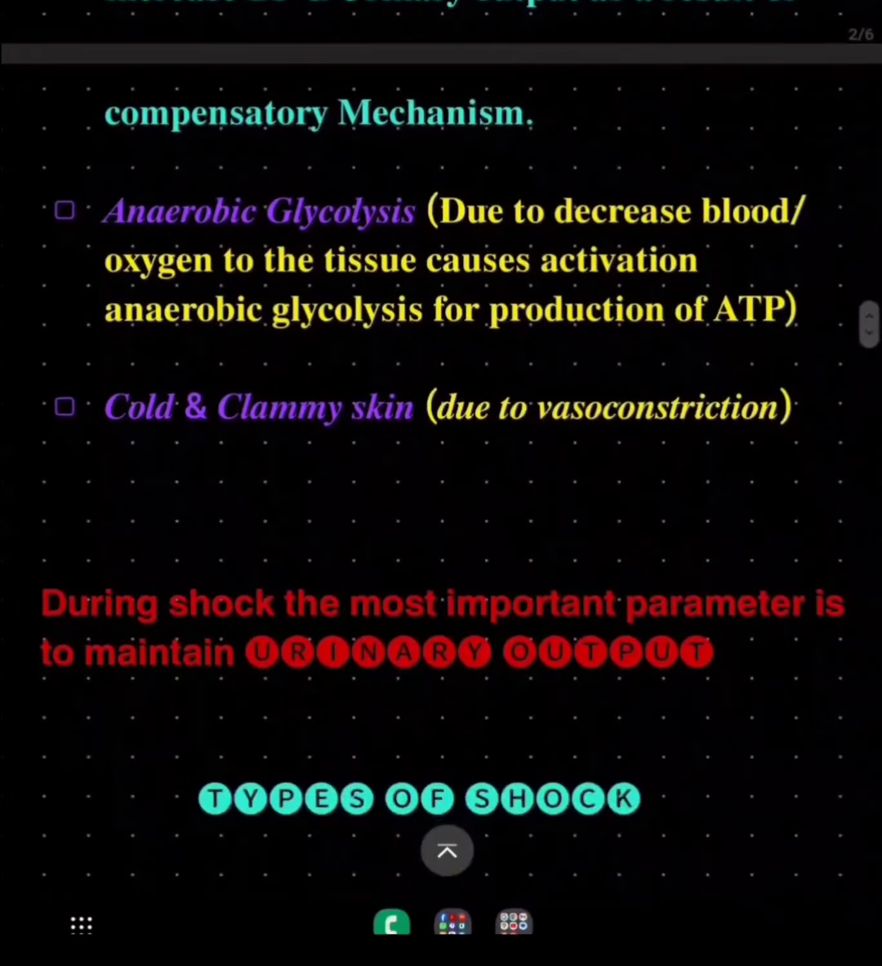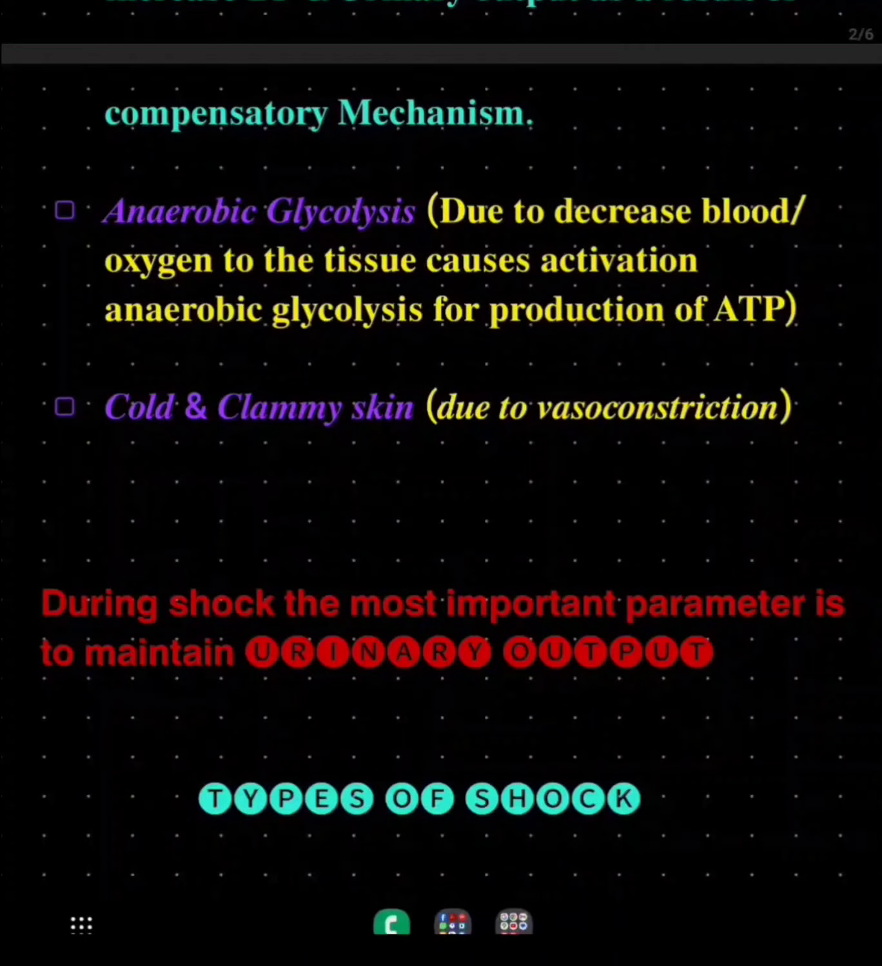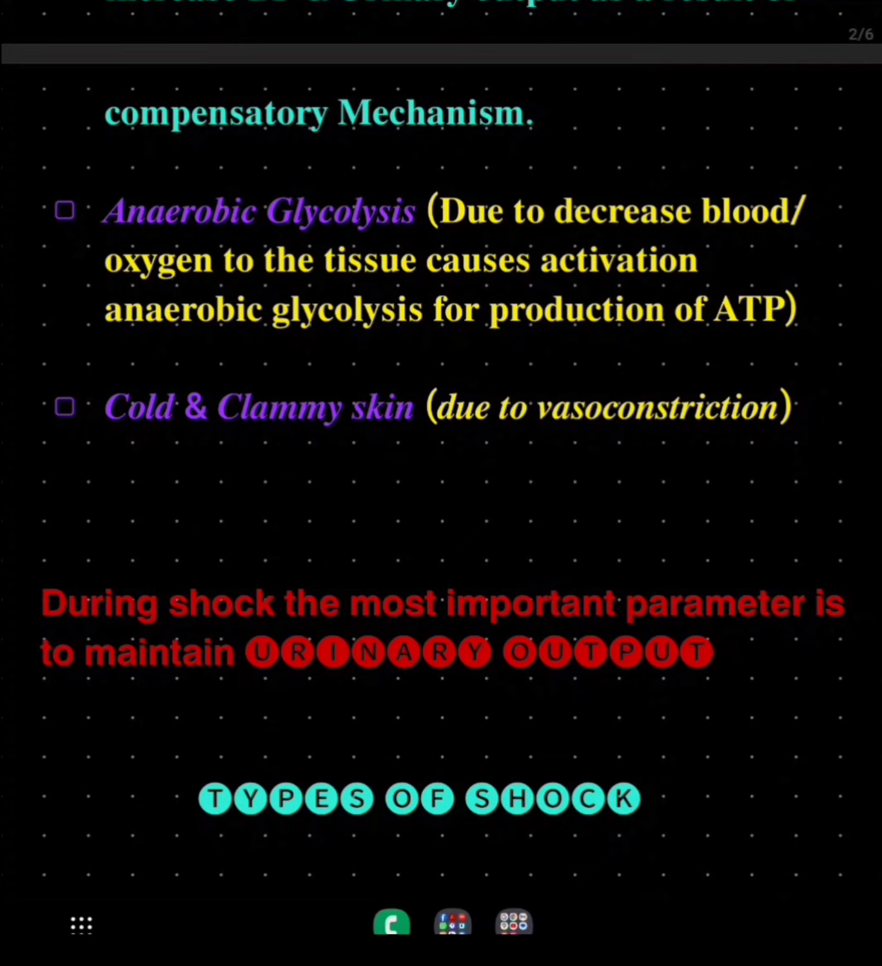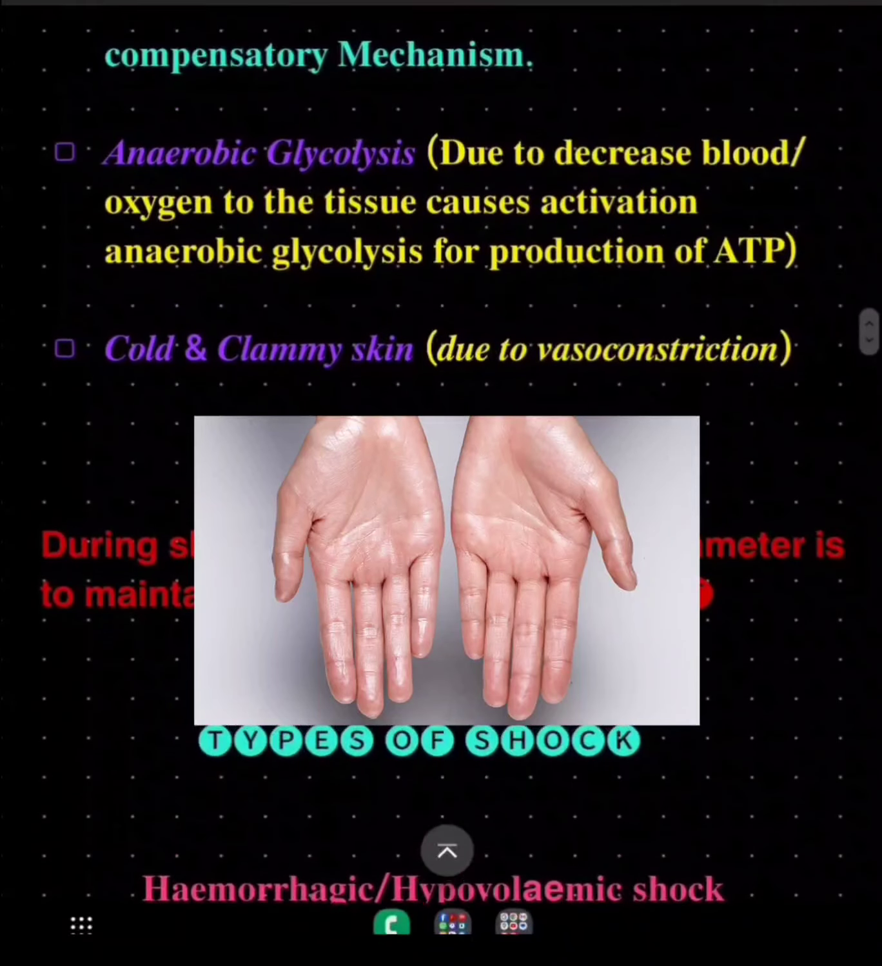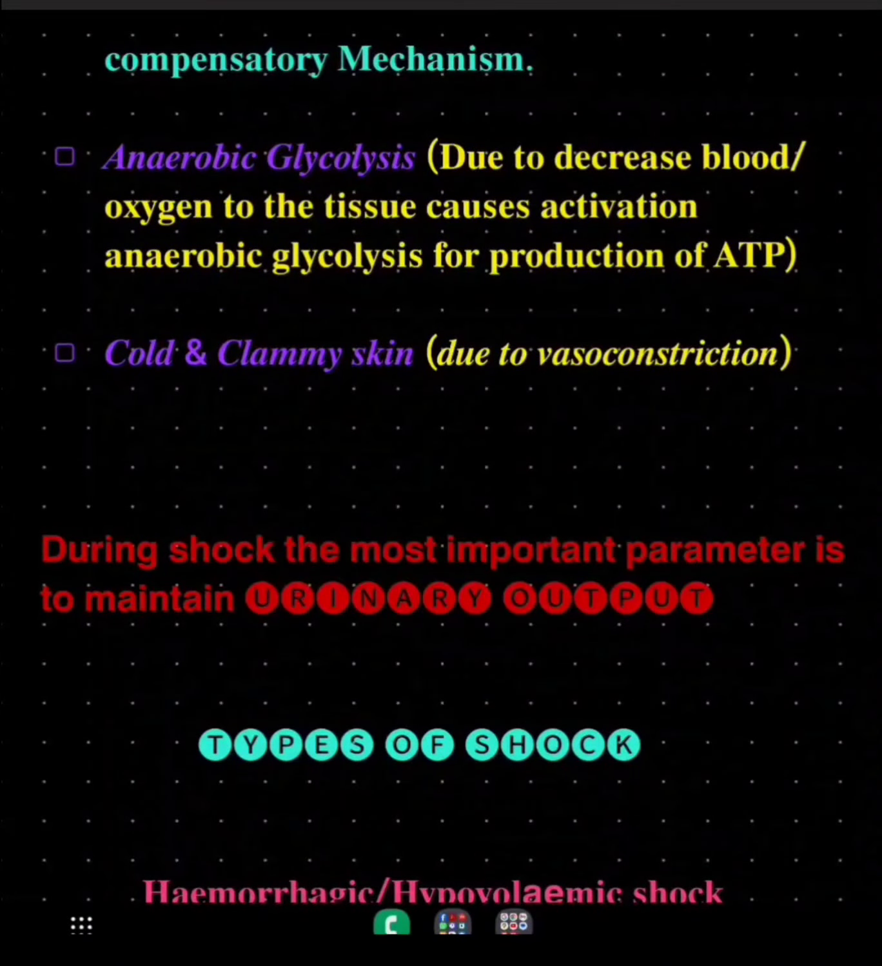Then anaerobic glycolysis. As I told you earlier, hypoxia leads to anaerobic glycolysis. When there is a decreased blood concentration of oxygen, tissue activates anaerobic glycolysis for production of ATP. Then cold clammy skin. Due to vasoconstriction, it will cause cold and clammy skin. And one of the most important parameters regarding shock is to maintain the urinary output.